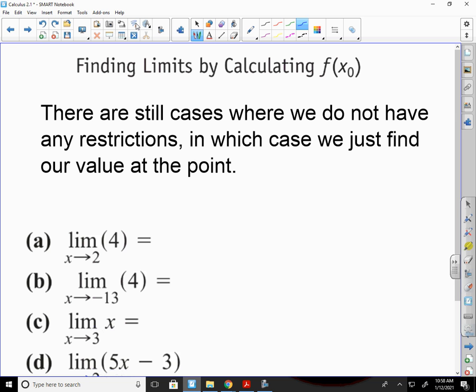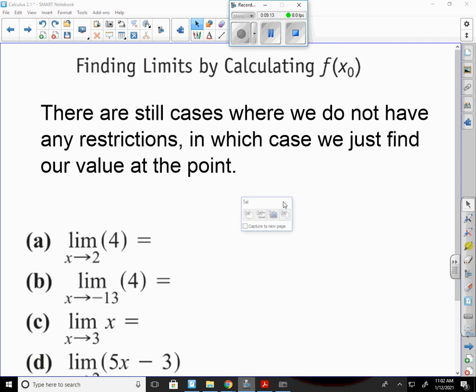All right, finding limits by calculating f of x naught. There are still cases where we don't have any restrictions, in which case we just find our value at the point. Now as I'm looking at these examples, this first one says the limit as x approaches 2 of 4 equals what?